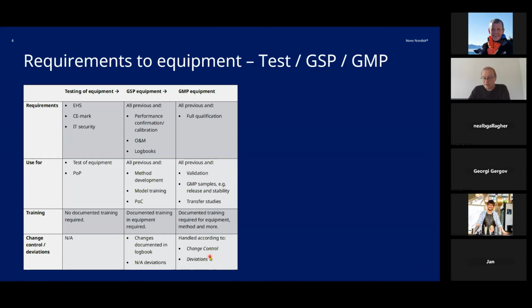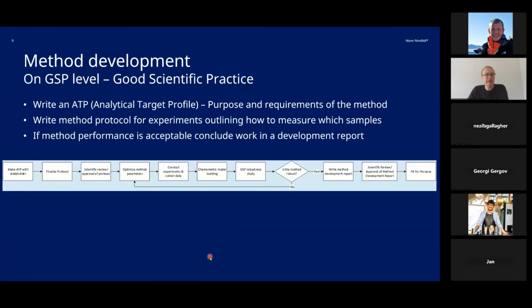So a lot of papers to ensure that the instrument and method is in control, is continuously in control, and there's no risk to patients, because we don't really want patients getting sick of taking our medicines. We want to cure patients and not make them sick. So these are the requirements to the equipment.